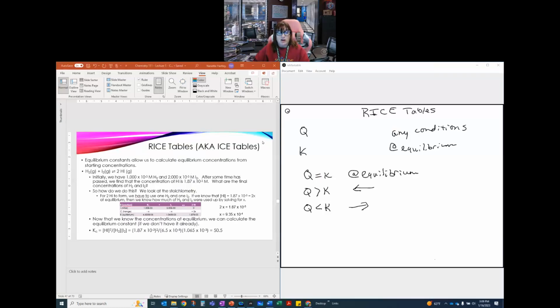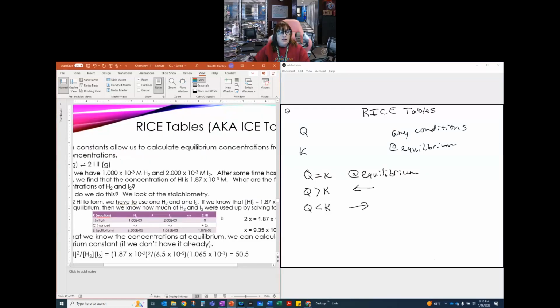Now, you've actually seen a rice table before. I presented this table to you previously. I'm going to zoom into this so that we can see it again. We had H2 plus I2 going to 2HI. We had an initial set of conditions, and then we had an equilibrium set of conditions. And the equilibrium set of conditions came to us because we found out what the HI concentration was. And since we knew what that concentration was, we could figure out what the equilibrium concentrations of H2 and I2 would be because we knew what they were to start with. And so we could use those values to calculate the value of K. Okay, and that is what we are doing here.